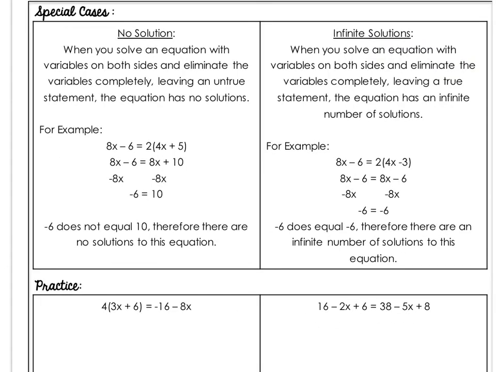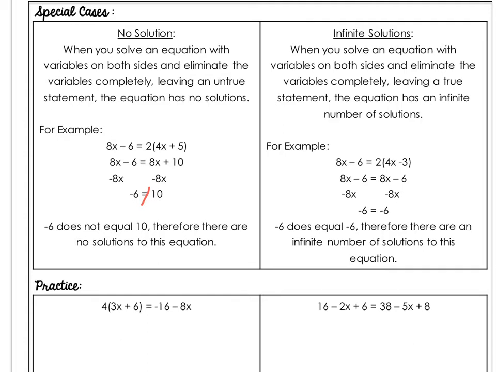There are some special cases when solving equations. Sometimes you'll get no solution. When you solve an equation with variables on both sides and eliminate the variables completely, leaving an untrue statement, the equation has no solutions. In this example, we get -6 equals 10. That is not a true statement. That is false. Since it does not equal 10, there are no solutions to this equation.